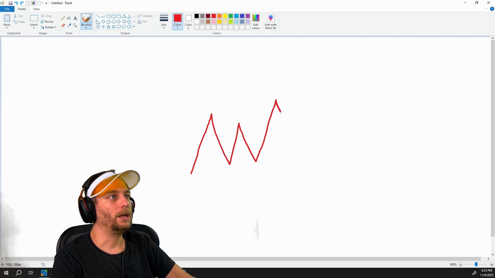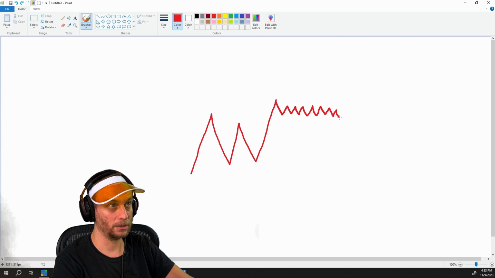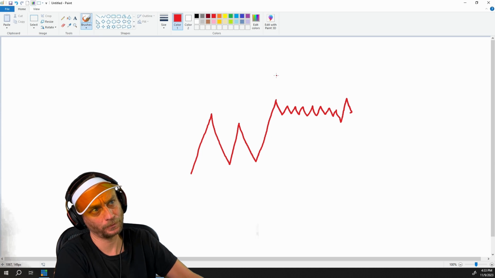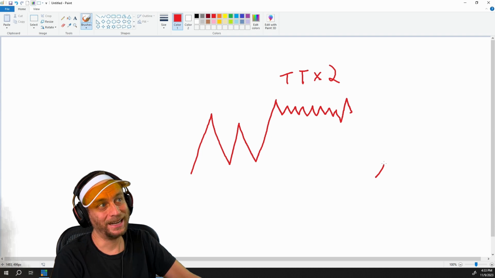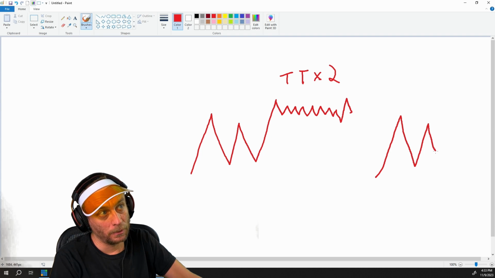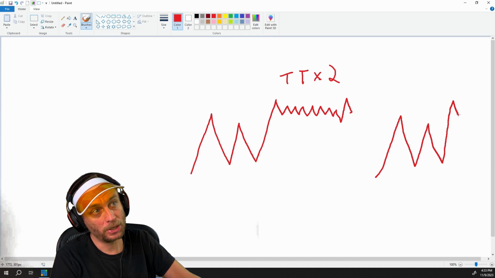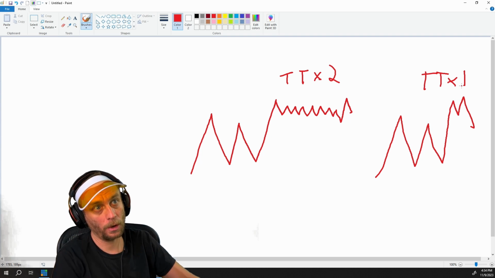Now, if it's sitting here and it's not pulling in deep enough, and it's just floating up here for ages and ages, and it's not pulling in deep enough, and then it does this, then it would be a TTX2. But again, if it's doing this and it's not really spending much time up here and it does that, TTX1. Okay, top tick 1.